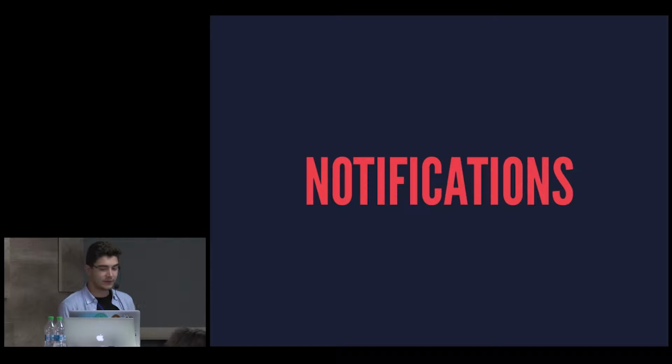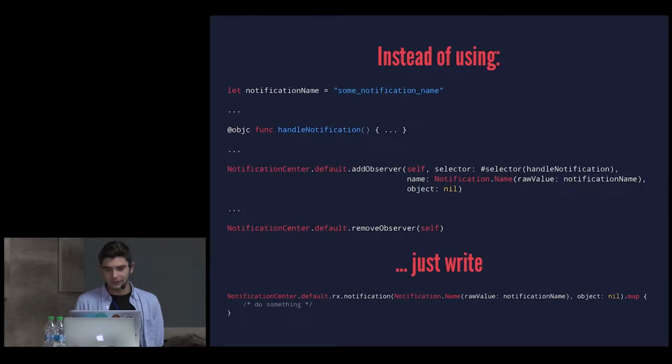And of course, notifications. So without Reactive extension, you need to define a notification name, create the selectors for them, remove the observer, and so on. So with Rx, you don't need this. You just create a sequence and react to received events when a notification is fired.